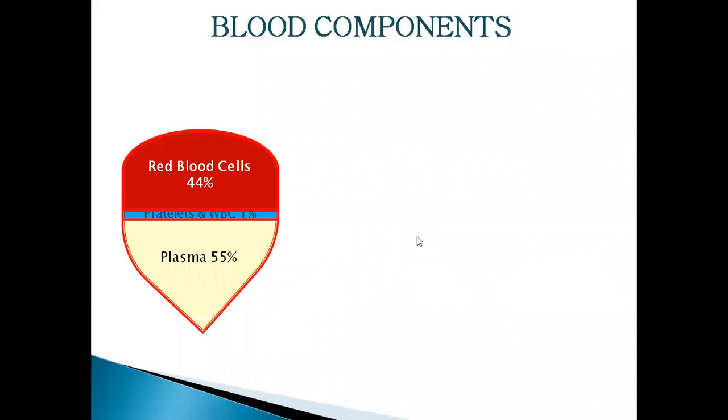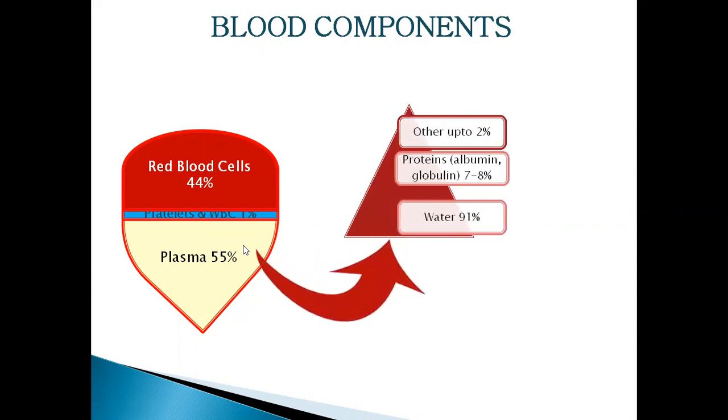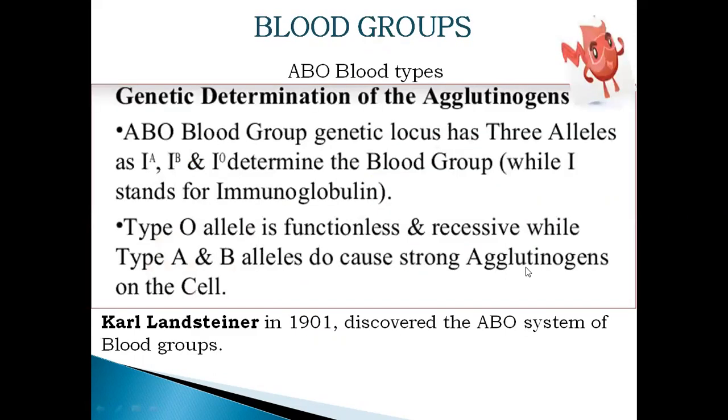Blood components. The blood components majorly consist of red blood cells, platelets, WBCs, and plasma, out of which the plasma comprises 55%, RBCs are 44%, and platelets and WBCs account for 1%. The plasma is divided into 91% water, 7 to 8% proteins, that is albumin, globulin, and other components up to 2%.